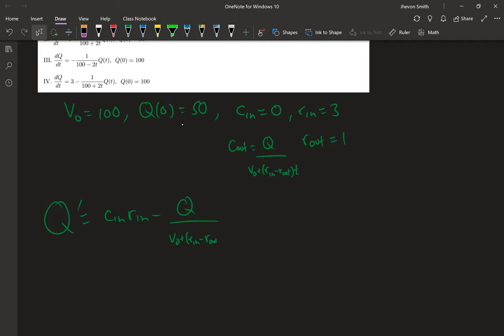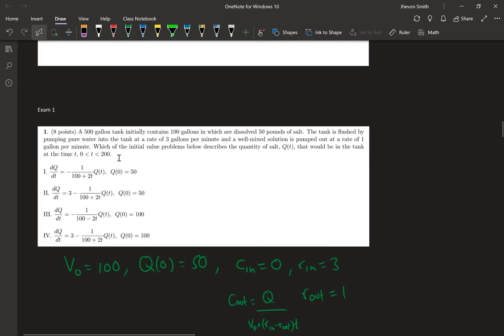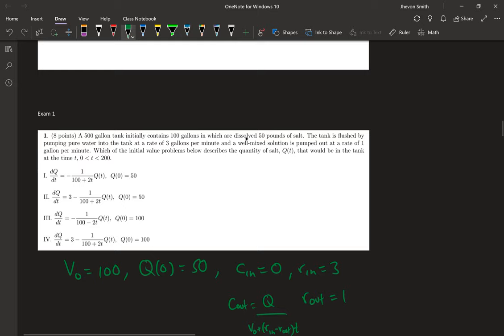So that's going to be 0 minus Q over 100 plus 2T. Essentially we have Q prime is equal to minus Q over 100 plus 2T times the R out, which is 1, so you're not going to see it here. I didn't write it there. And that looks like A, or choice 1. Most people got that correct.